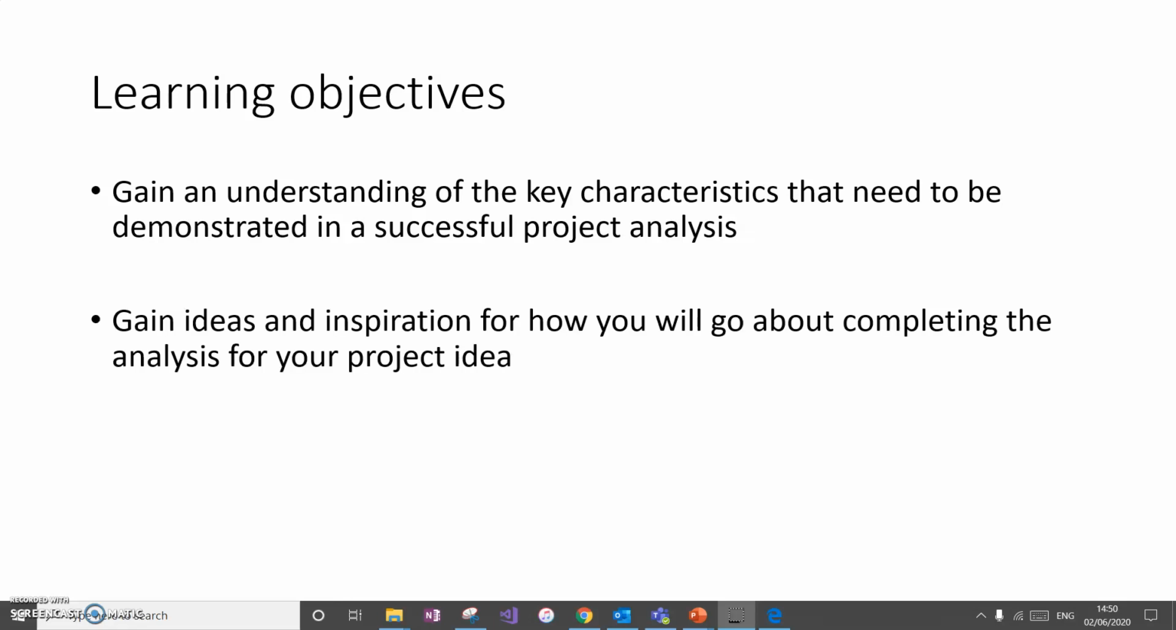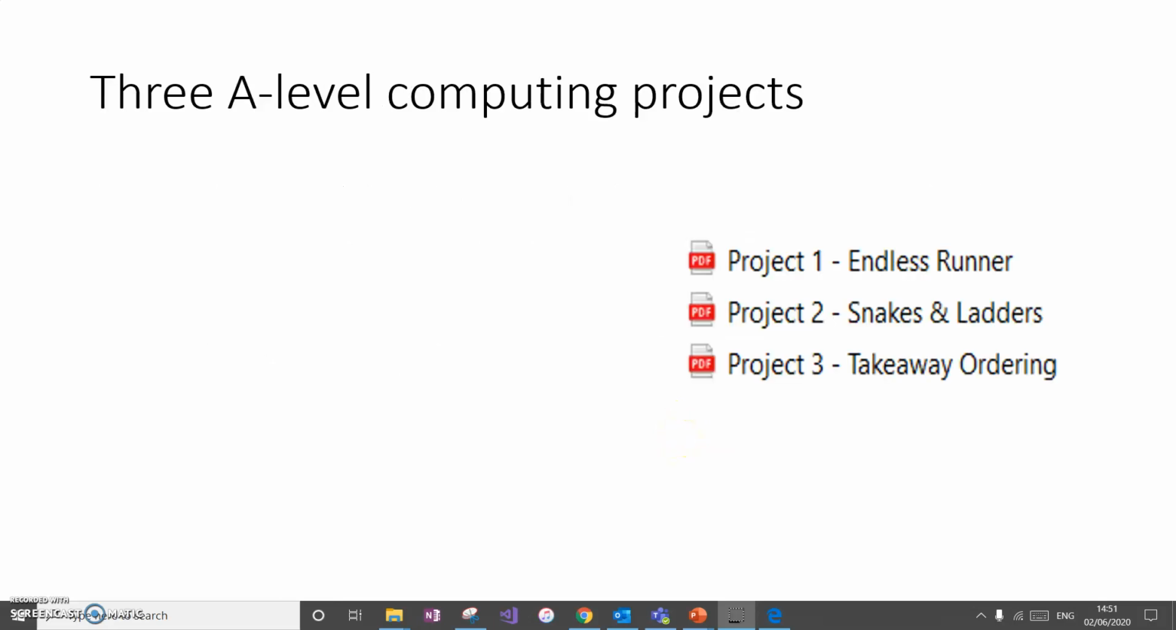Secondly, hopefully from doing this activity you will gain ideas and inspiration for how you could go about completing the analysis for your project idea. Okay, so those are the two key aims for today's session. Okay, how are we going to do this then?